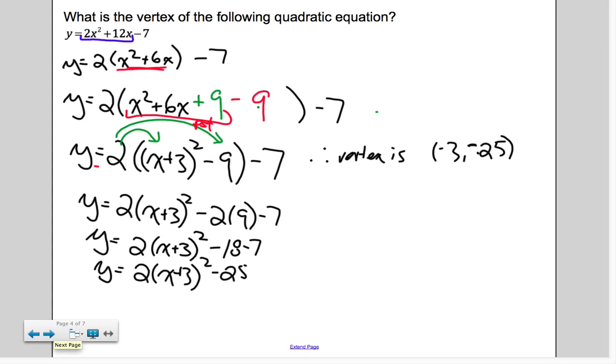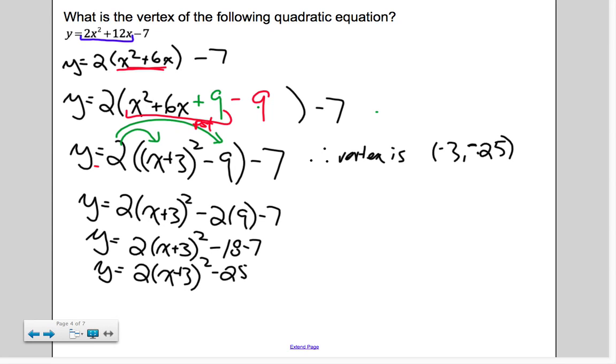So this question we could not factor. It wasn't even factorable the way we could normally do it, but we can now find the vertex. That's what we call completing the square: finding that value of k so that we get a perfect square trinomial, and then making all those adjustments afterwards. Now that we have the vertex, is this parabola opening up or down?